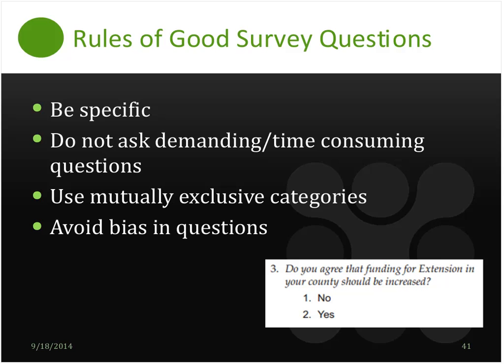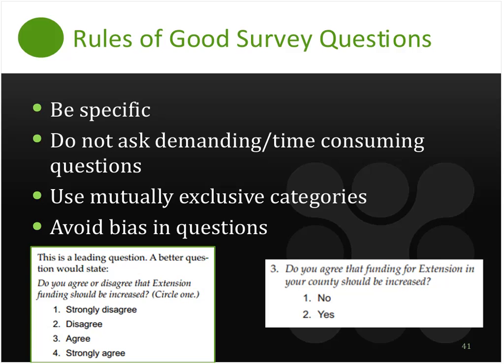So these are all very good, and let's take a look at not just what the bias is, but how you could maybe fix that bias. So this is definitely a leading question because it does use agree. Do you agree? A better question would be really, do you agree or disagree that extension funding should be increased? And a better set of answers to get at more of the nuances here would be a Likert type scale, going from strongly disagree to strongly agree.